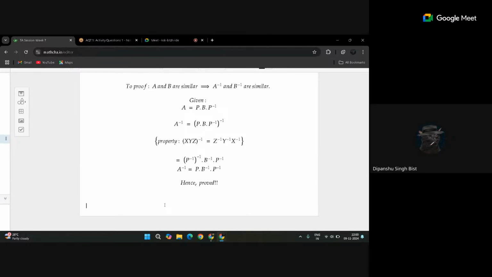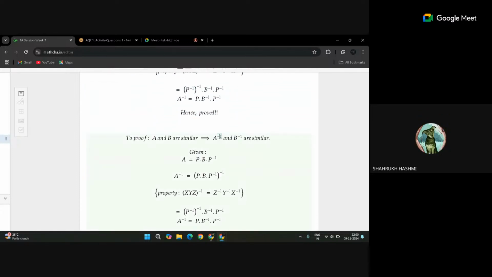A square, B square. How can we do that? Try. So we can square on both sides, and I think we'll have to prove this, instead of A square, this would be this.